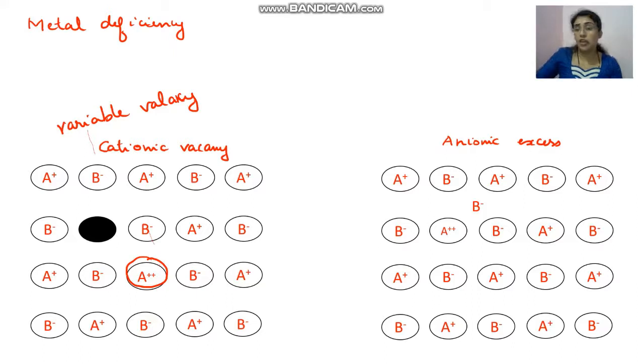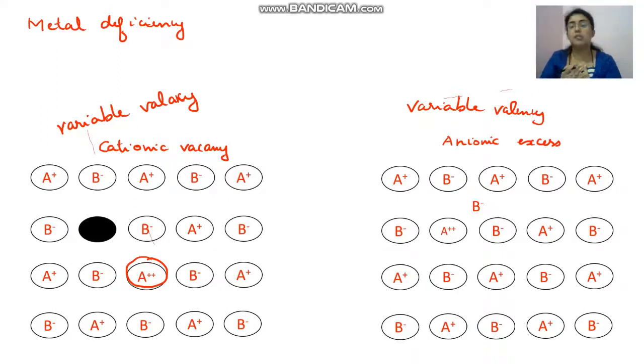Now coming to the anionic excess, not anionic vacancy, an extra anion would be present in the interstitial site. A B minus ion from outside comes and sits at this interstitial site, and to maintain the electrical neutrality, one of the positive ions increases its charge from +1 to +2. Here also variable valency is a needed condition.